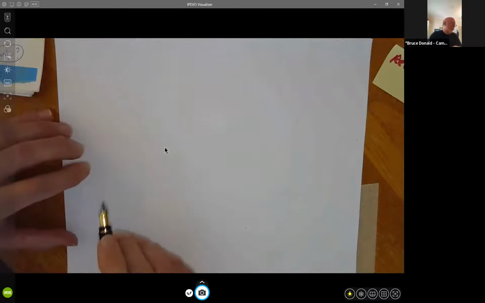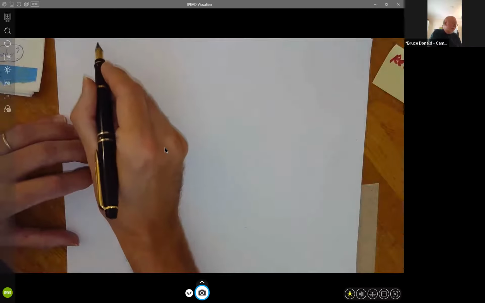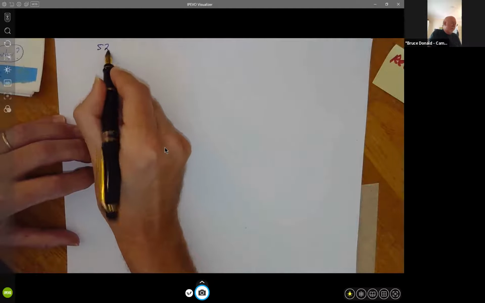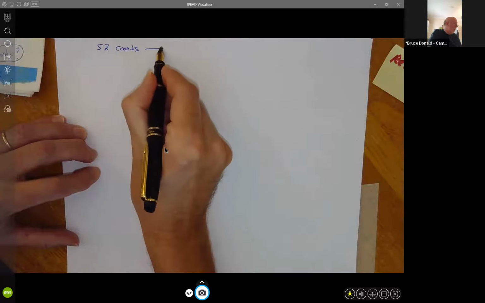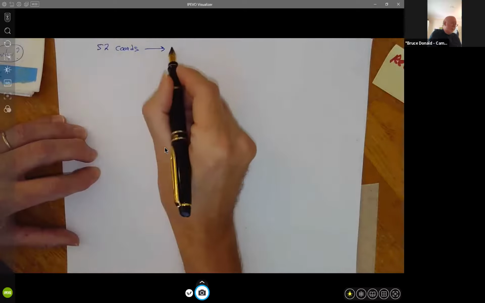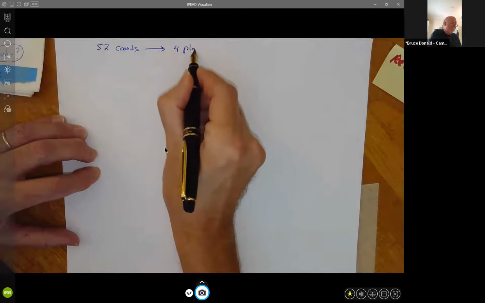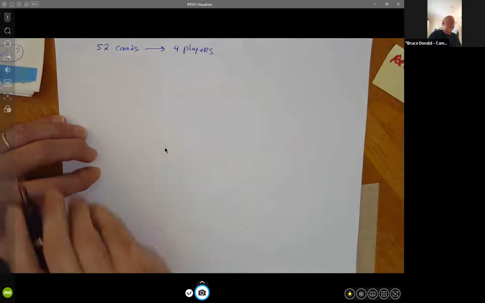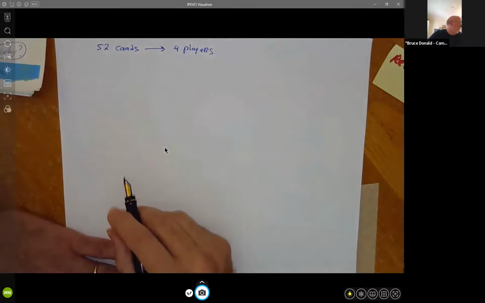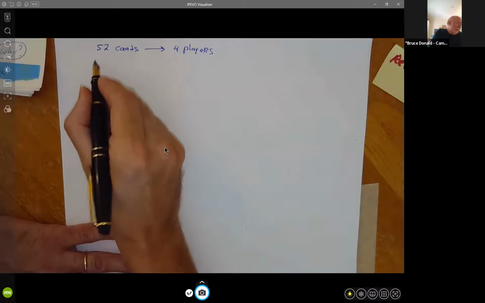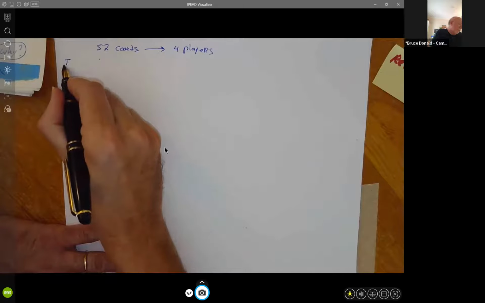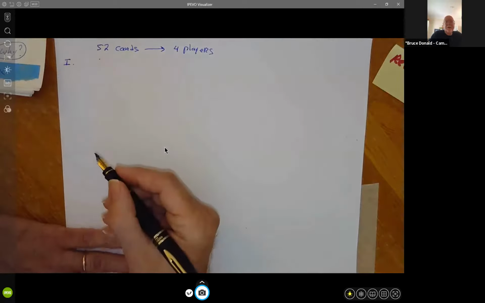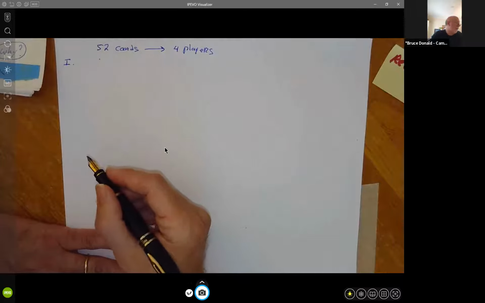So in this context, I'm going to look at a card problem, and I'm going to start with a shuffled deck of 52 cards. And I want to distribute all 52 cards to 4 players, so 13 cards each, which is fine. So I'm going to consider a running example of 2 questions. The first question is, what's the probability that each player gets an ace?